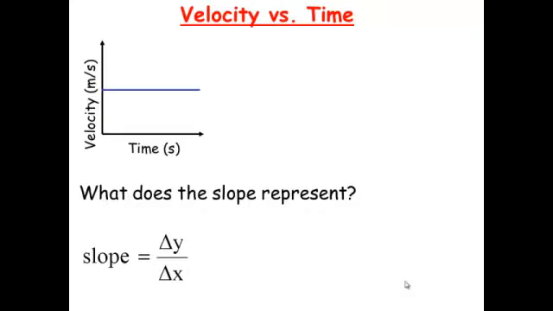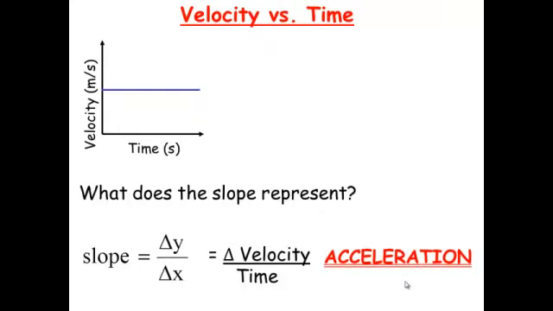Since slope is equal to change in y over change in x, or rise over run, if we look at what value is on our y-axis, we see it's velocity. And the value on our x-axis is time. So in calculating slope, we're actually taking change in velocity over time. So what does that slope represent? Well, the change in your velocity over time, or the rate at which your velocity changes, is your acceleration.